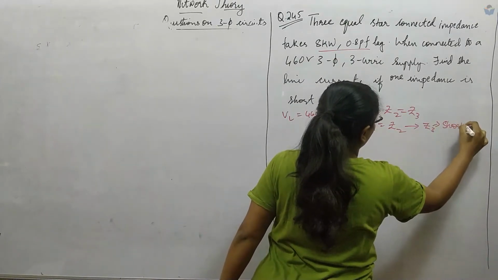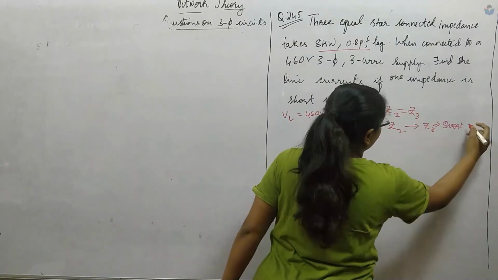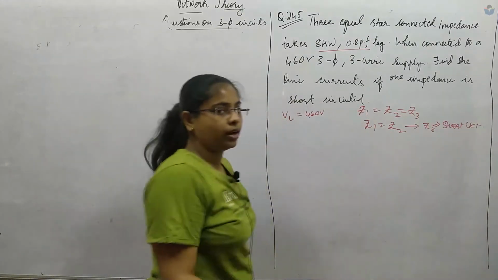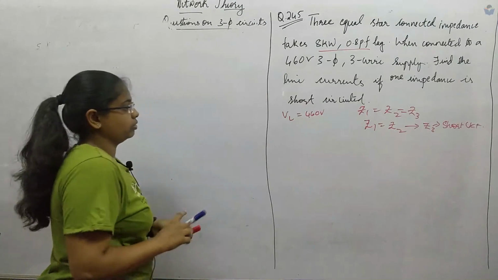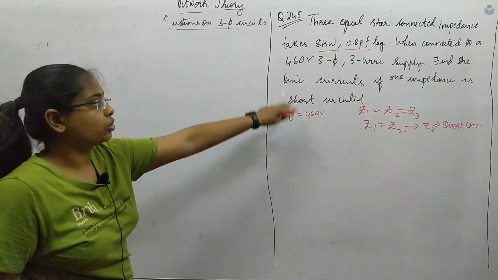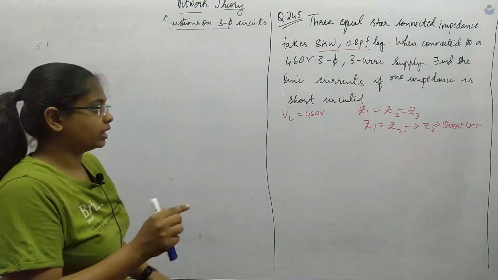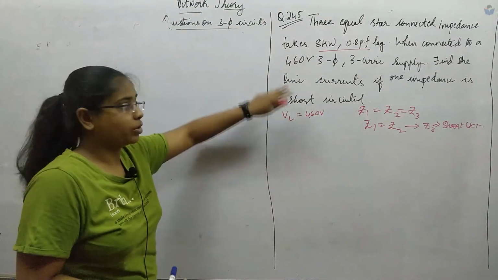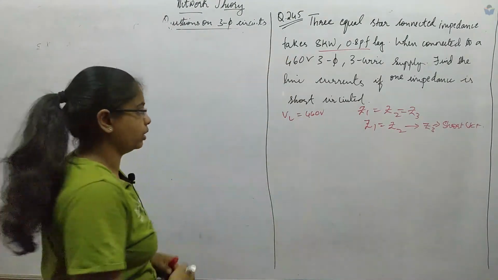Let us take one of the impedances as short circuited. I am taking Z3 as the short circuited path. Till now we have found this one, but we do not know the current. So first we will find the line current or the phase current, because in star connection both are equal.